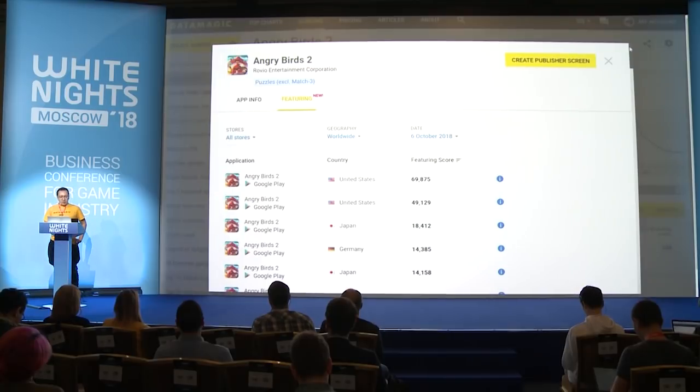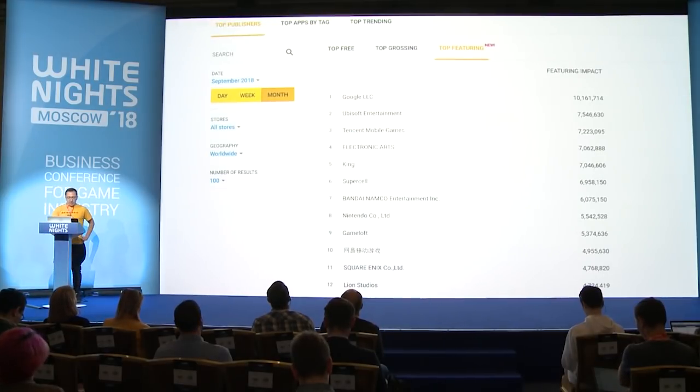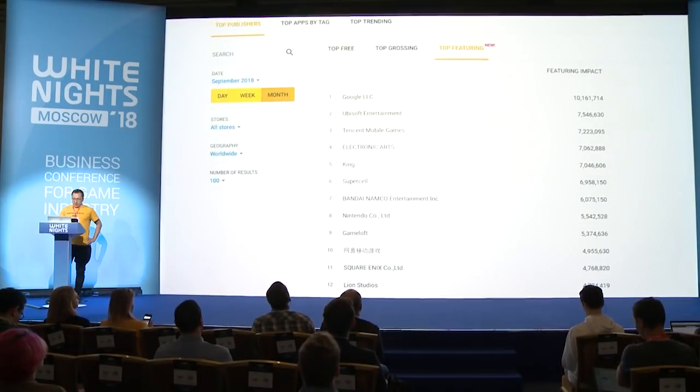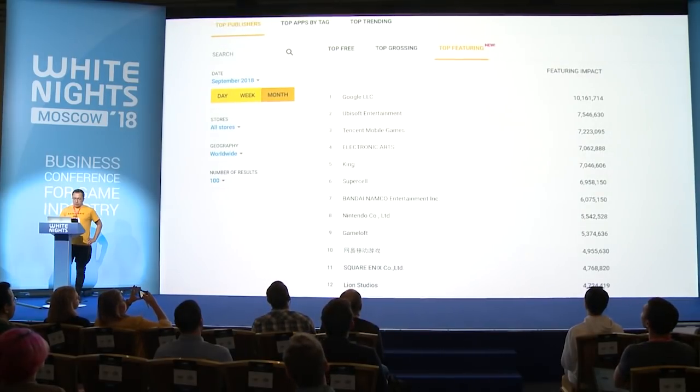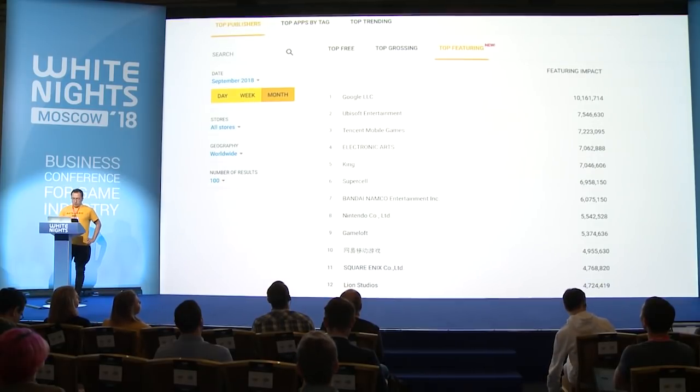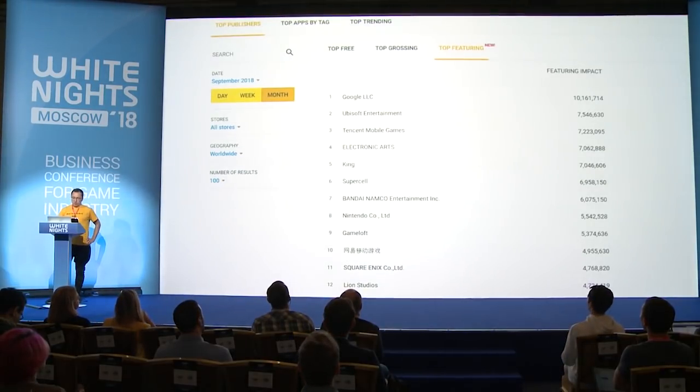We calculate total, average, median, or whatever featuring score for an app, or for a group of apps, or for the whole platform or a country. Here is, for example, how the top featured publishers chart looks on DataMagic. So here we see the total featuring score for the whole September 2018 for all apps of each publisher. So now you understand what a super large publisher's score in our system looks like.